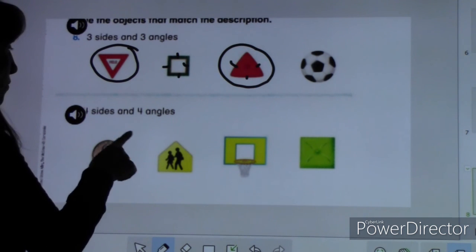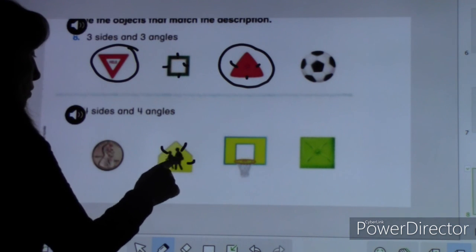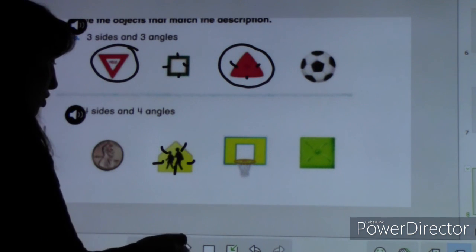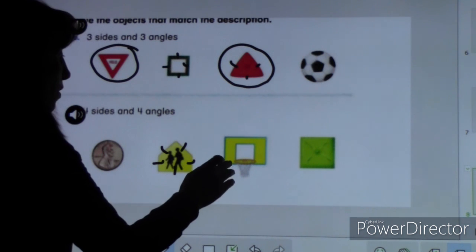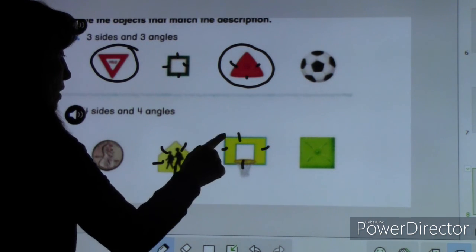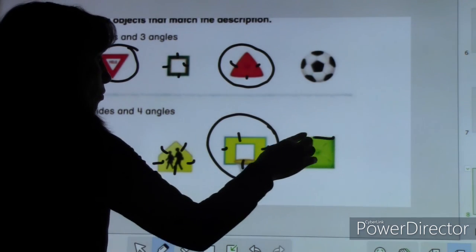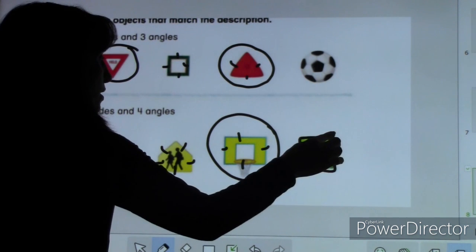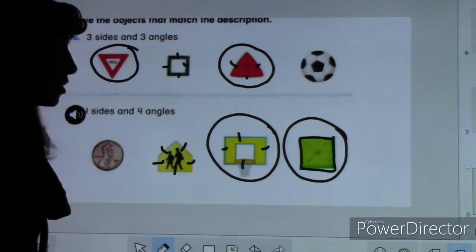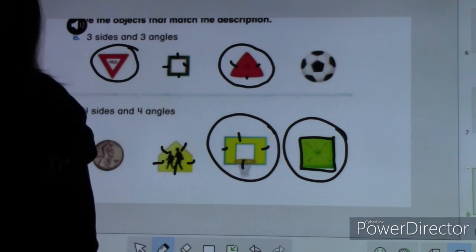Now we're looking for a shape with 4 sides and 4 angles. We already said a circle has 0. 1, 2, 3, 4, 5. So that one does not match the description, so we're not going to circle that one. 1, 2, 3, 4. 4 sides and 1, 2, 3, 4 angles, so that one does match. And 1, 2, 3, 4 sides, and 1, 2, 3, 4 angles, so that one also matches. Okay, go ahead and finish up those examples.